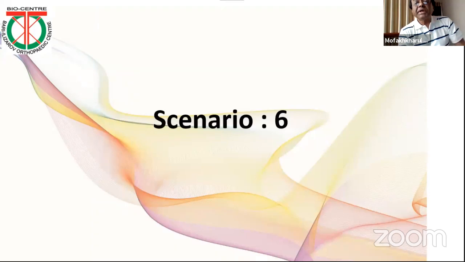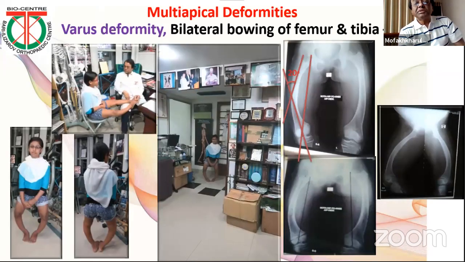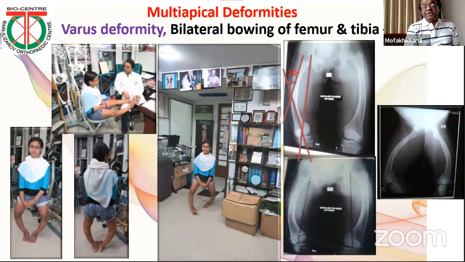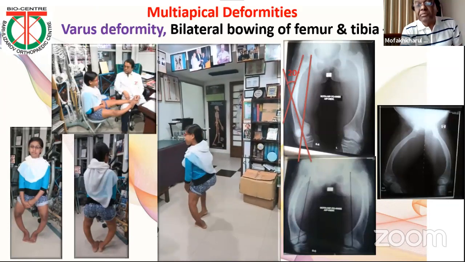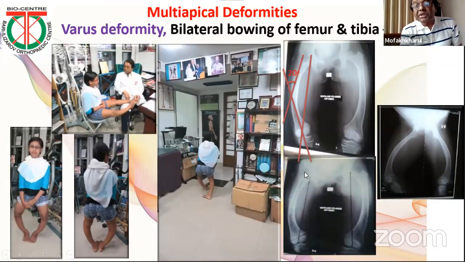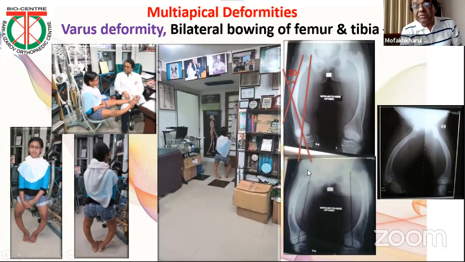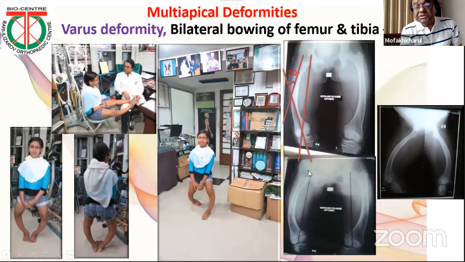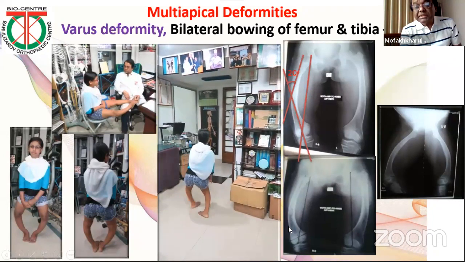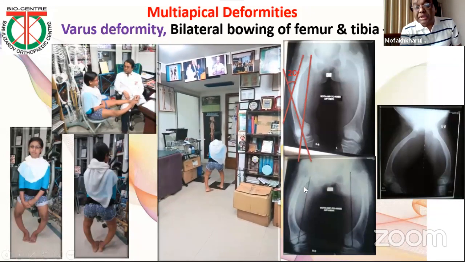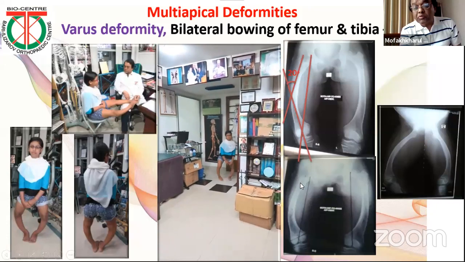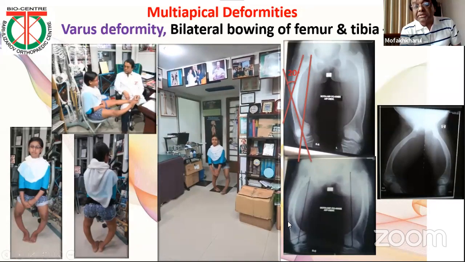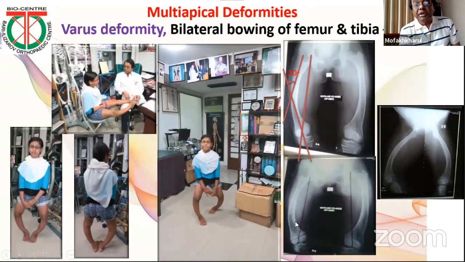See scenario six. Look at this. Here is the tibia. If you look at the femur and tibia, both are deformed. If you draw one line from here and then draw a line here, this is your axis. Then if you draw from here to here, there are two quotas, one quota here, one quota here. This is called pseudo quota. And you can do the correction with two-level osteotomy here easily.